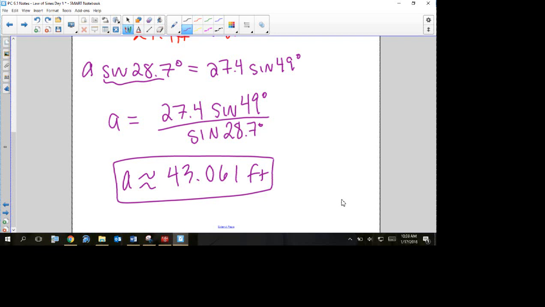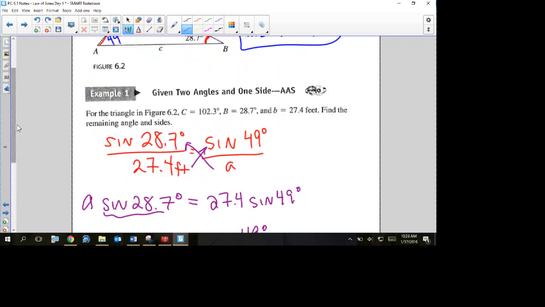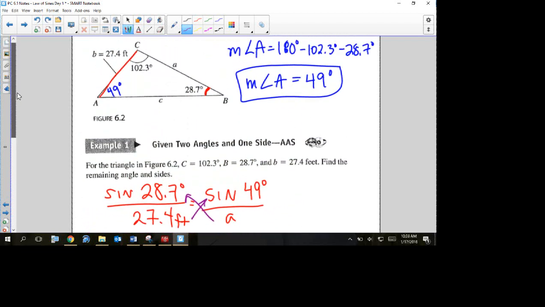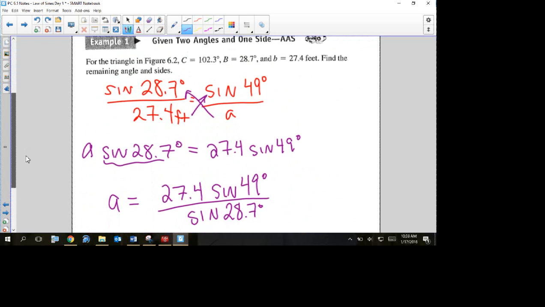Okay, so then let's find c. To find c, you're going to use b again. You're still going to use the sine of 28.7 over 27.4, but this time we're going to set it equal to sine of 102.3 divided by c.